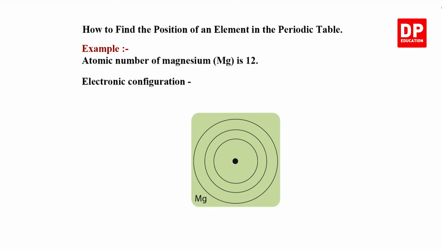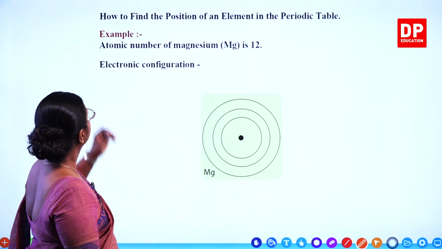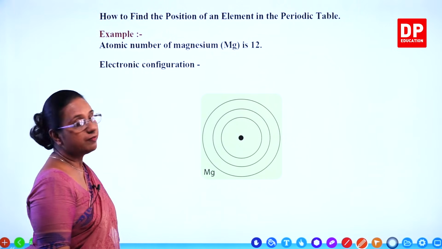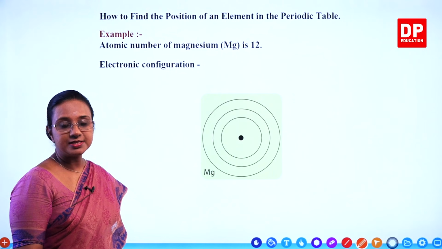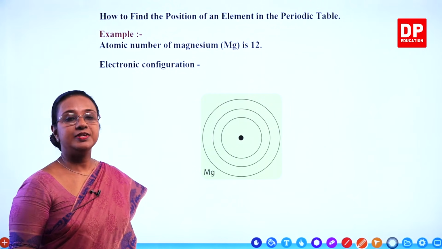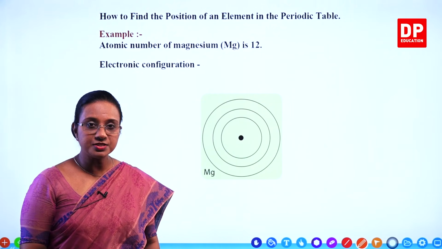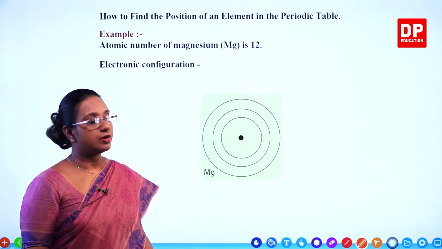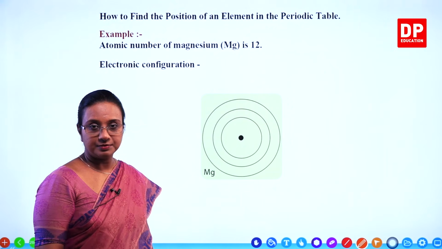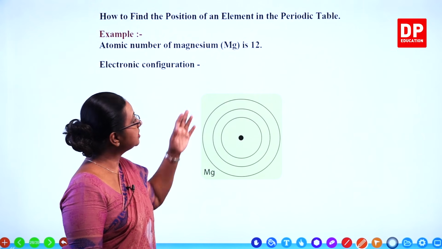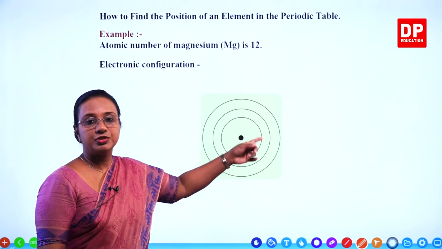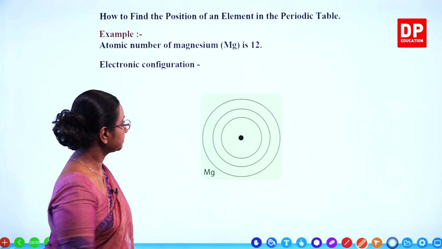How to find the position of an element in the periodic table. So, for example, if they give you the atomic number of an element. The atomic number of magnesium is 12. That means there are 12 protons, which is equal to the number of electrons. So, there are 12 electrons in an atom of magnesium. We will now distribute these electrons into their energy levels.